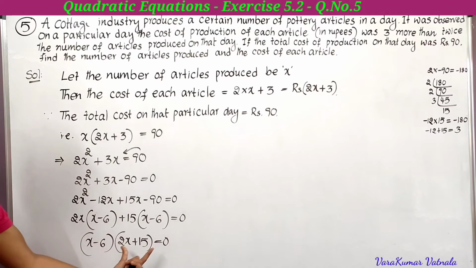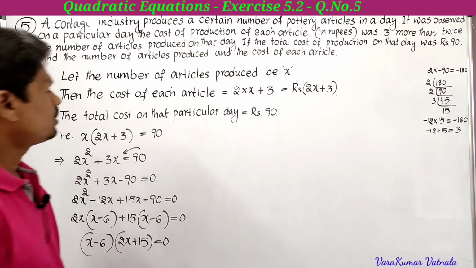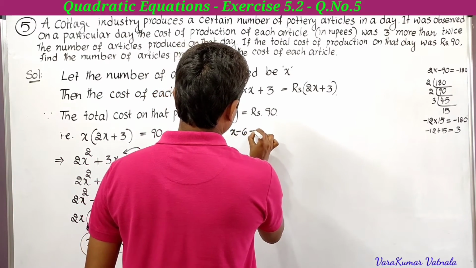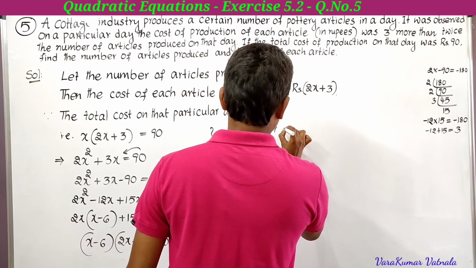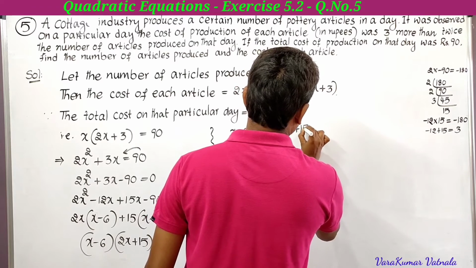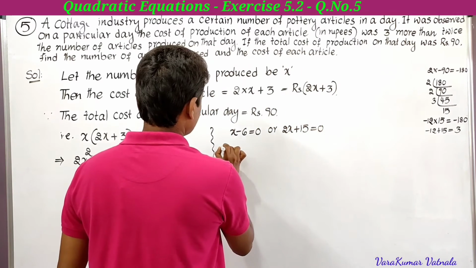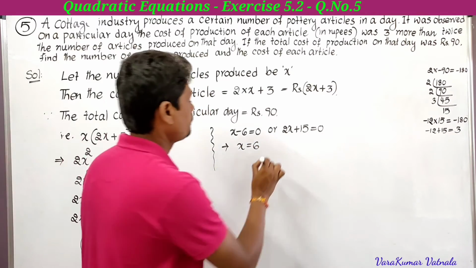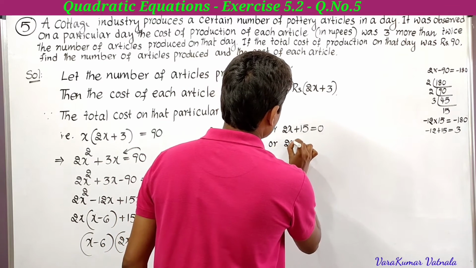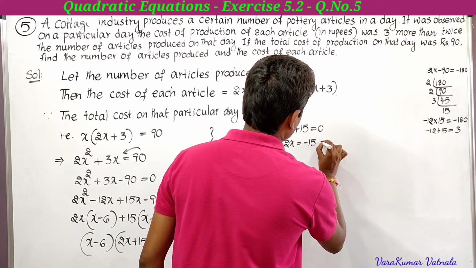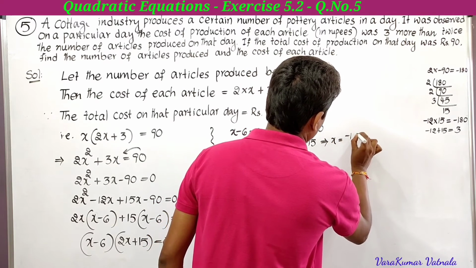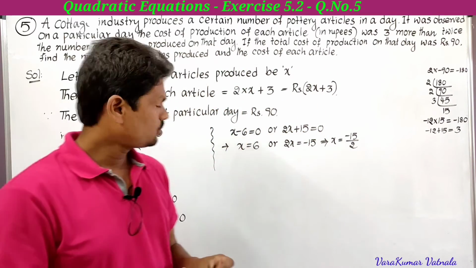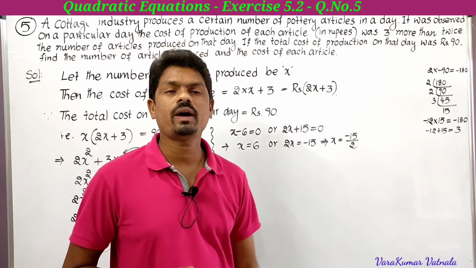So now x minus 6 equal to 0 or 2x plus 15 equal to 0. So see here, I am writing x minus 6 equal to 0 or 2x plus 15 equal to 0. From this we can get x is equal to, take minus 6 to the right side, we get x is equal to plus 6. So here 2x is equal to, take plus 15 to the right side, it becomes minus 15. From here we get x is equal to minus 15 divided by 2. Take 2 to the right side, here multiplying it divides. So now we have x equal to 6 and x equal to minus 15 by 2.